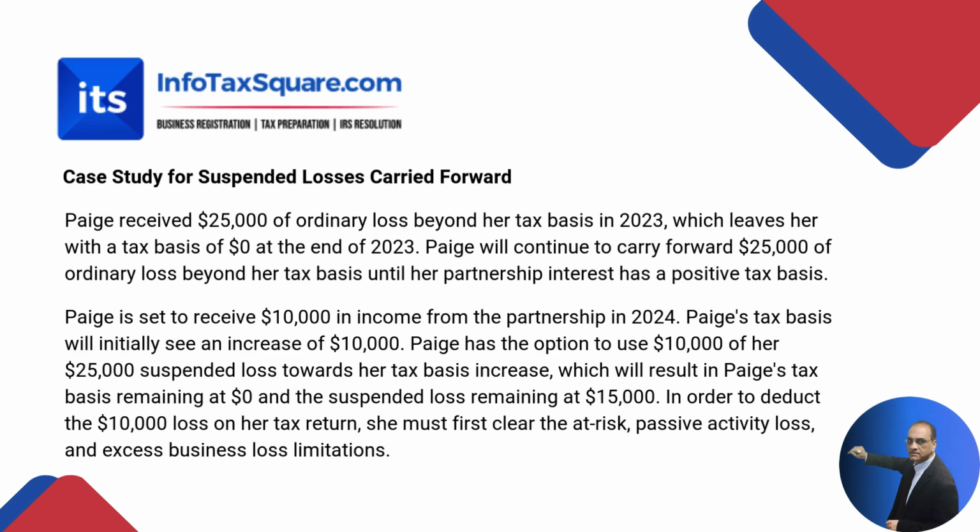Paige's tax basis will initially see an increase of $10,000. Paige has the option to use $10,000 of her $25,000 suspended loss towards her tax basis increase, which will result in Paige's tax basis remaining at zero and the suspended loss remaining at $15,000. In order to deduct the $10,000 loss on her tax return, she must first clear the at-risk, passive activity loss and excess business loss limitations.